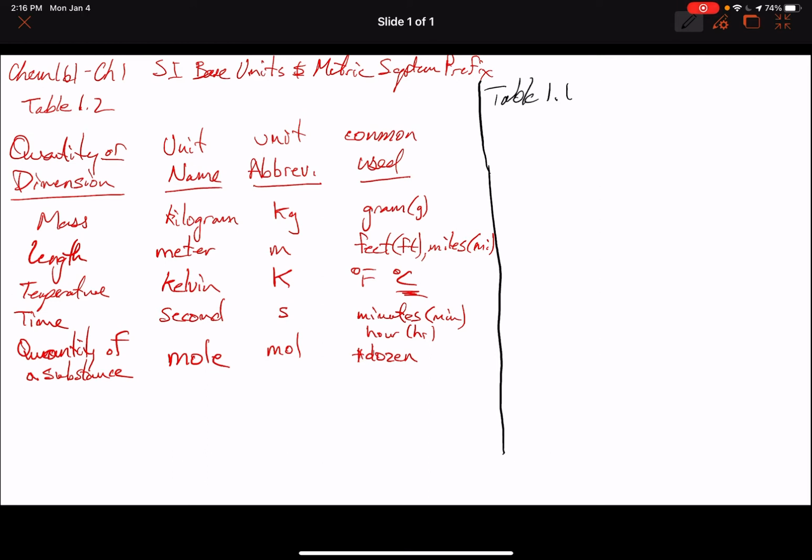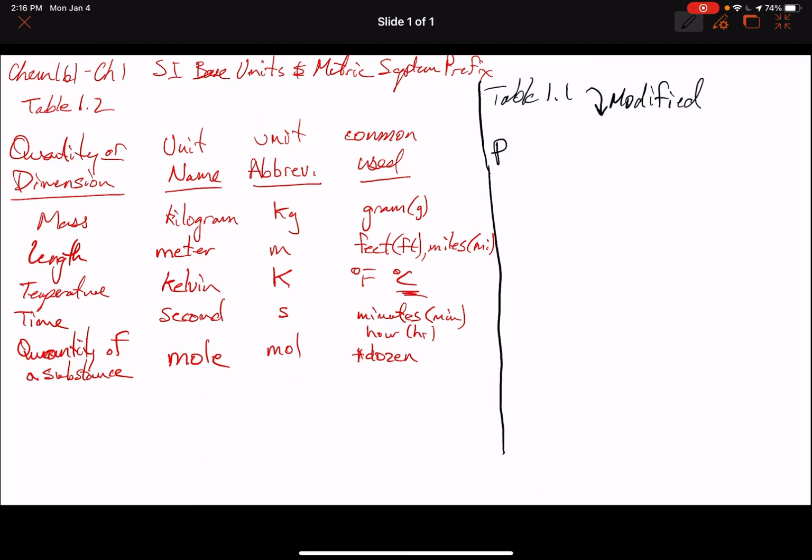Okay, so while Table 1.1 is very comprehensive, instead we're going to build another table here which represents what you're responsible for in Chem 161. So in other words, you'll have to modify Table 1.1 to see what you're responsible for memorizing.